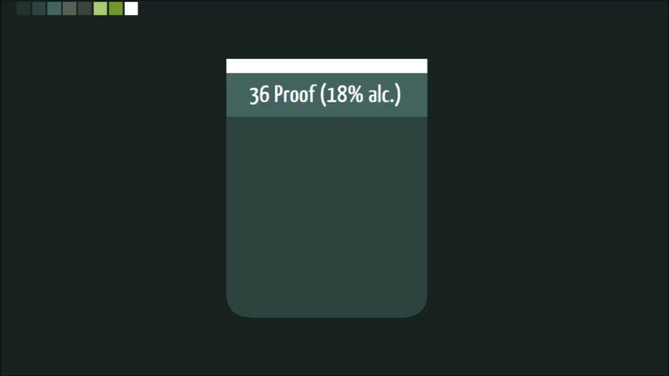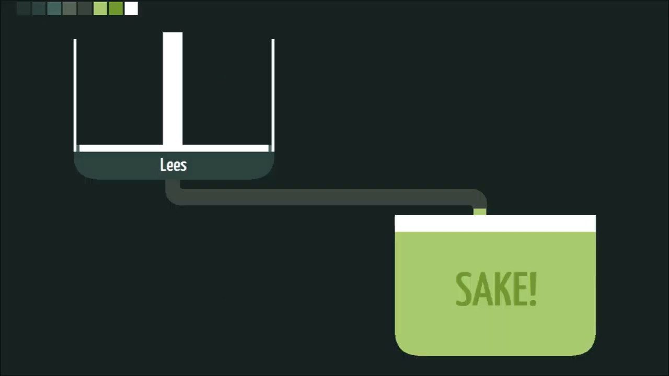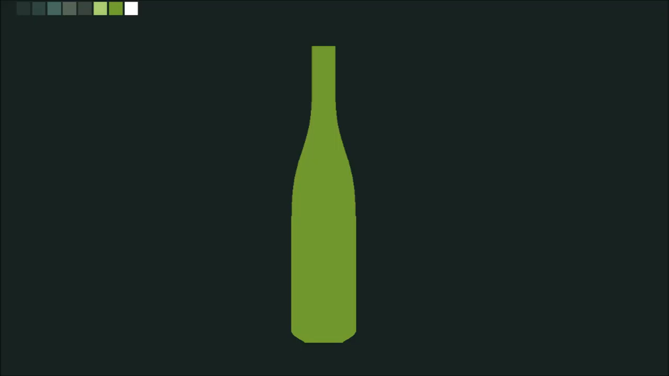Once the alcohol concentration of the sake has reached 18%, it can be passed through a fine mesh. Pressing the moromi separates the sake from its dense remains called lees. Bottles are heated to a high temperature to sterilize them. The bottles are filled with the sake.